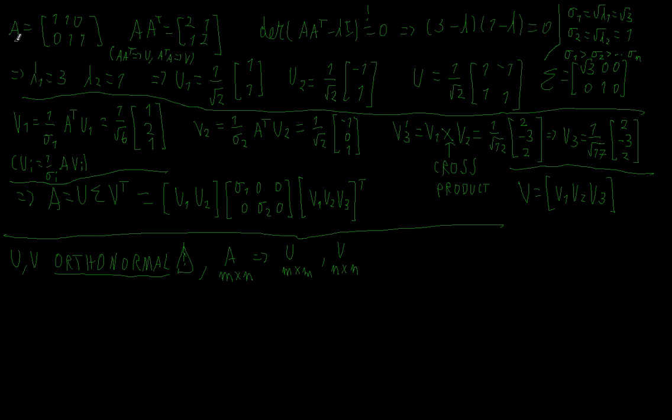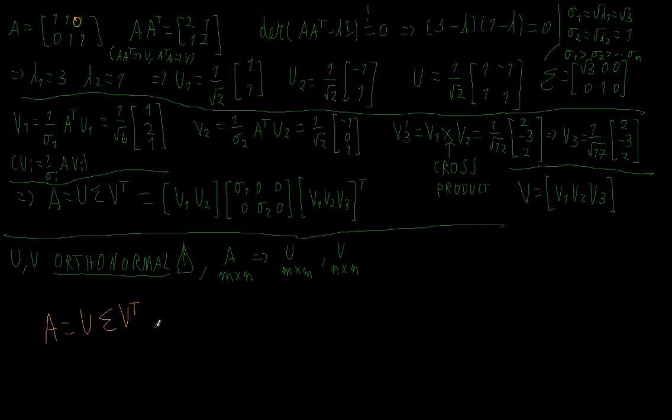So I have the matrix A, 1, 1, 0, and 0, 0, 1, 1. I want to do a singular value decomposition of it. So A is equal to U sigma V transpose, where U and V are orthonormal.